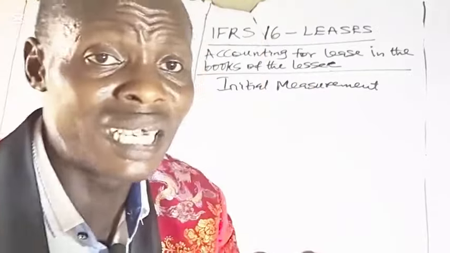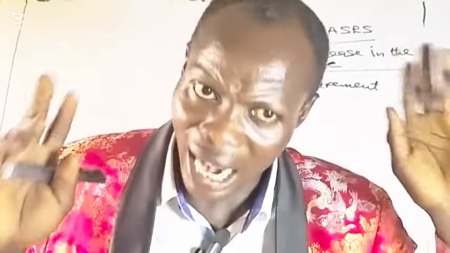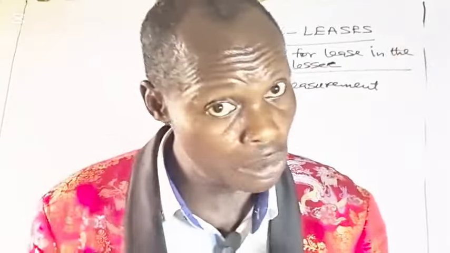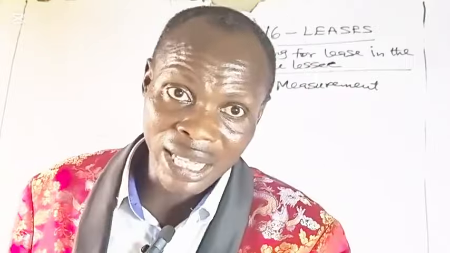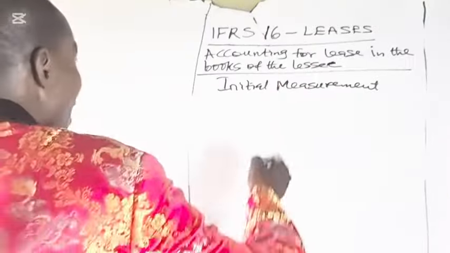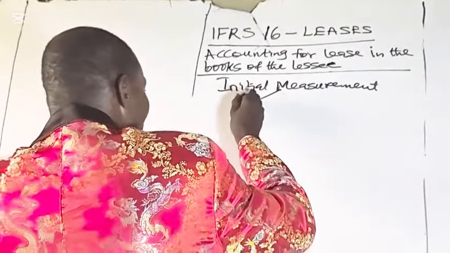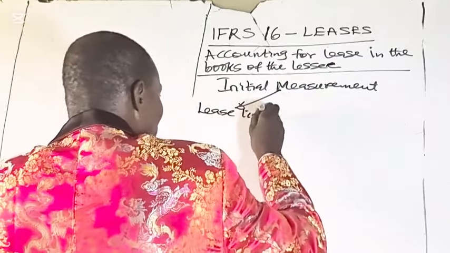I want you to know that in the books of the lessee, we normally measure two things. There are two things that will be recognized in the books of the lessee. Remember, the lessee is owing the lessor. So in the books of the lessee, a liability will be recognized. So you have lease liability.